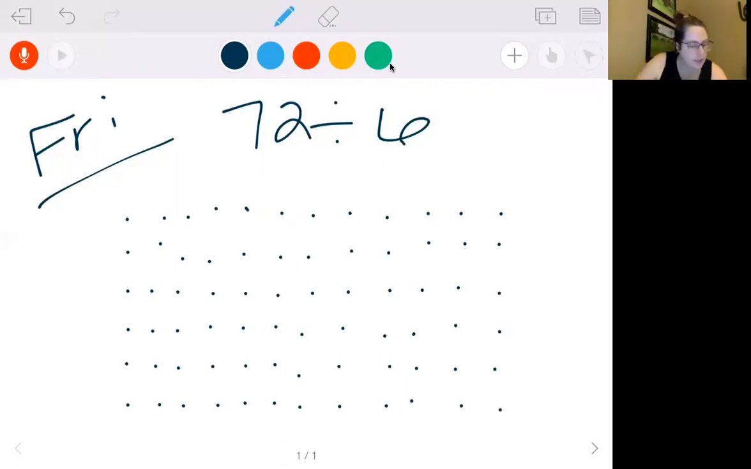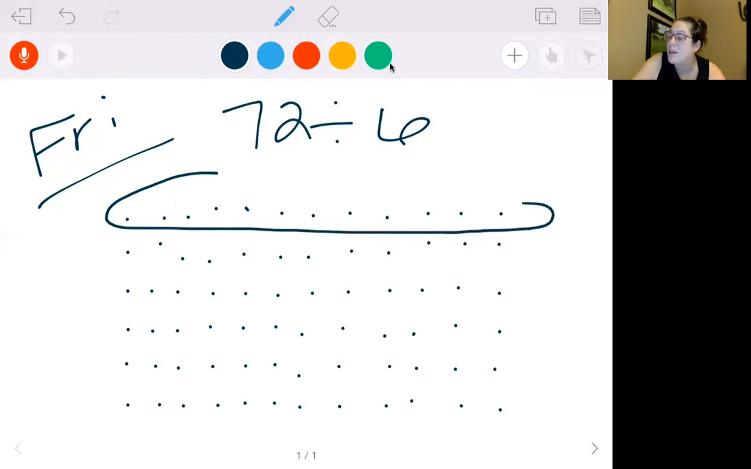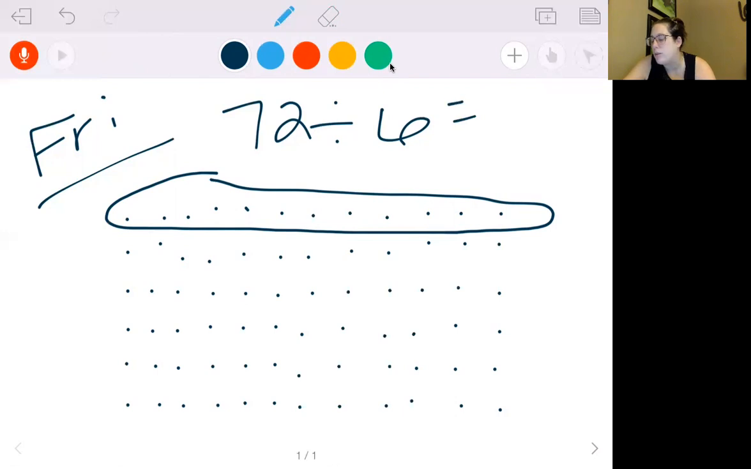So now we have 6 rows of 72. When we count how many little dots are in each row, that'll tell us what it equals. So we count 1, 2, 3, 4, 5, 6, 7, 8, 9, 10, 11, 12. So our quotient is how many we put in each row.